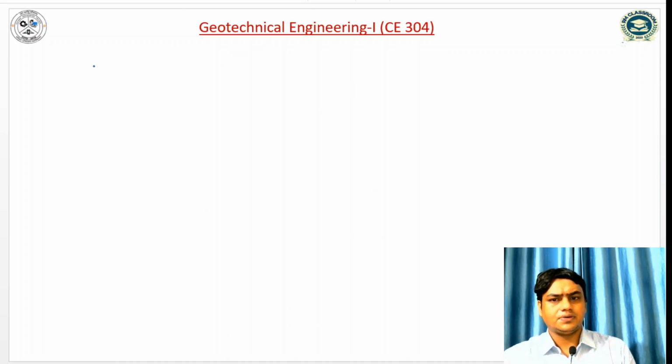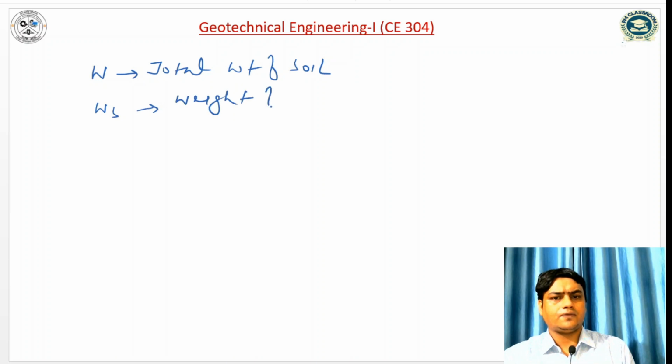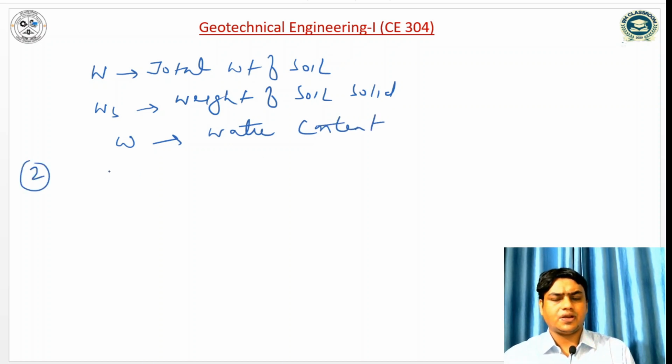If I write, capital W is the total weight of soil, WS is the weight of soil solid, and small w is the water content.